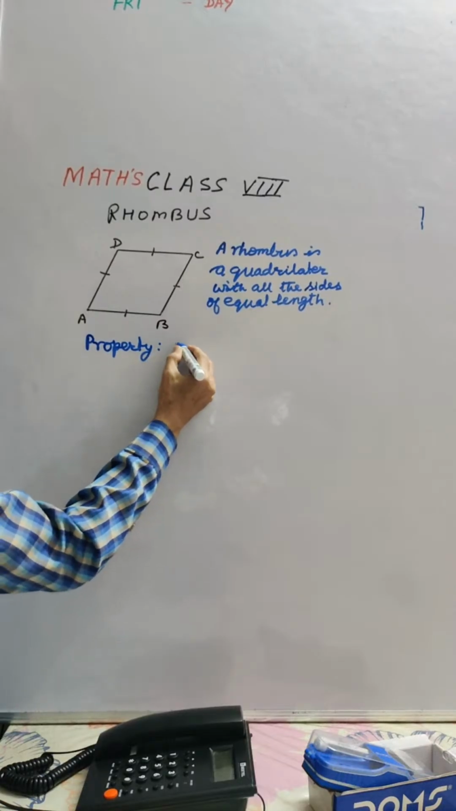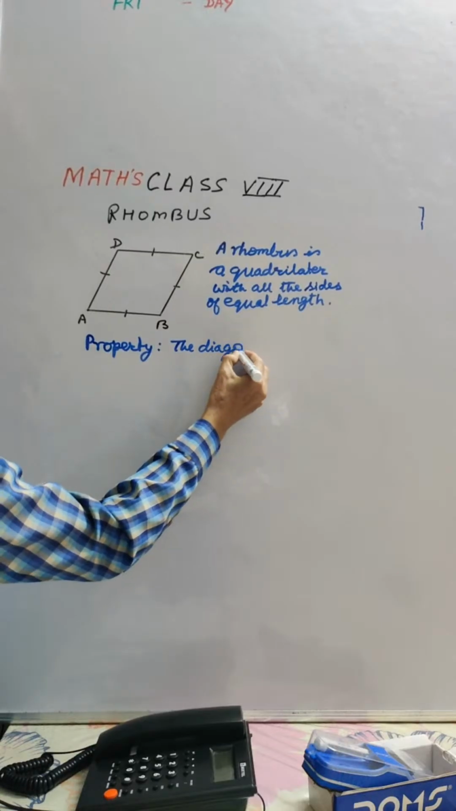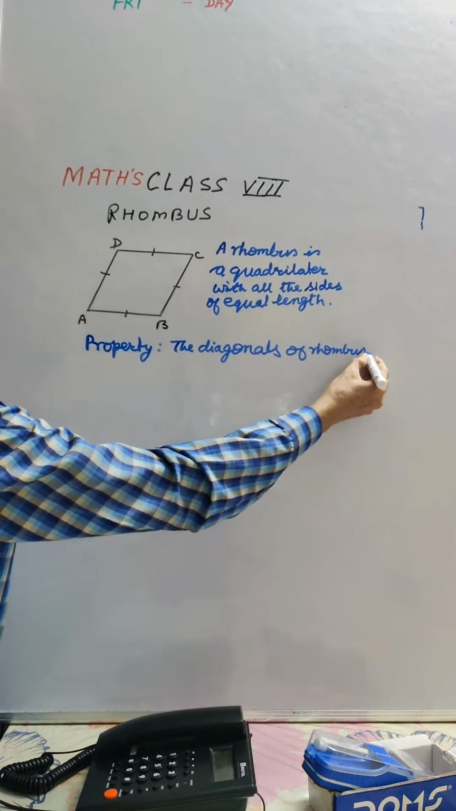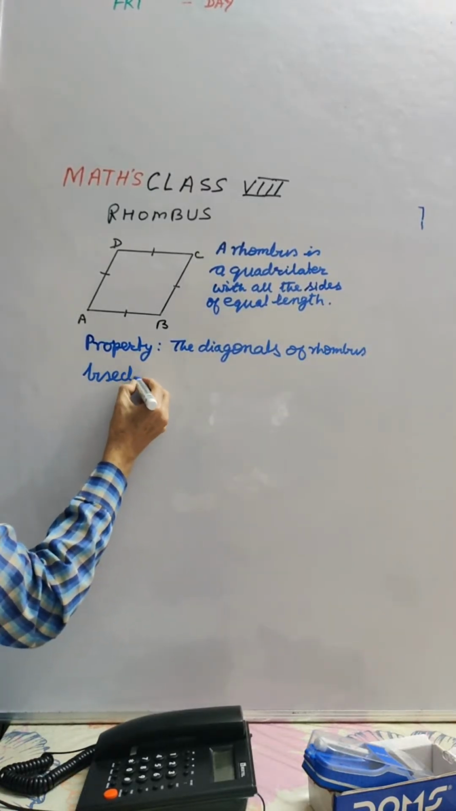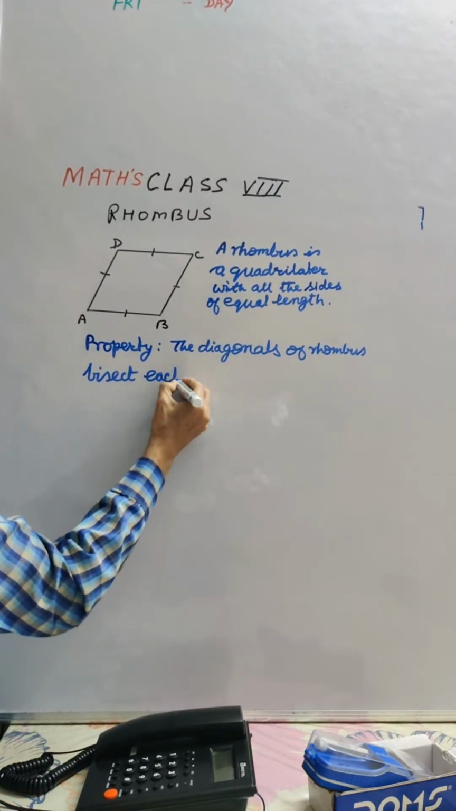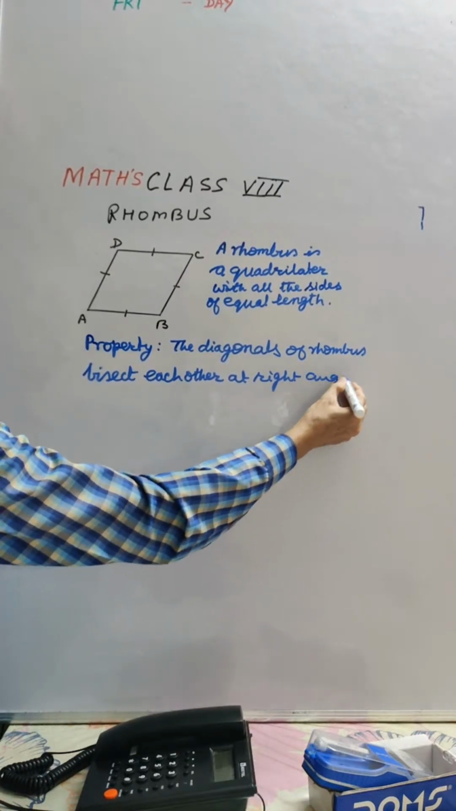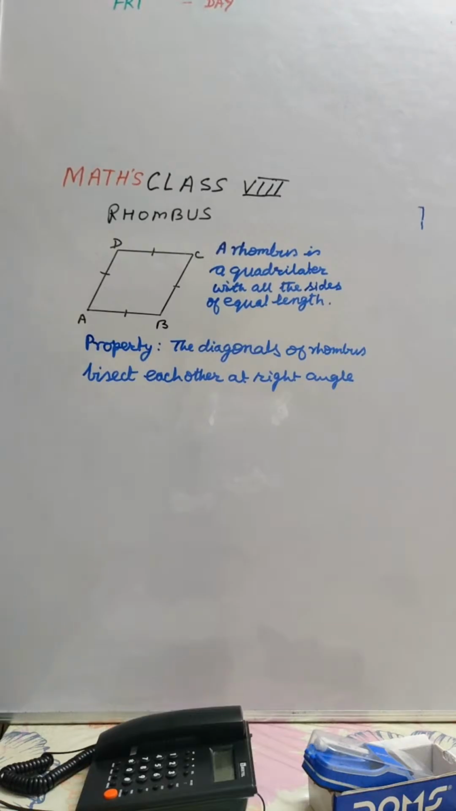A special property is this. The diagonals of rhombus bisect each other at right angle. I will tell you all the properties of quadrilaterals, including rectangle, rhombus, square, parallelogram, all the properties of different quadrilaterals. Bisect each other at right angle.